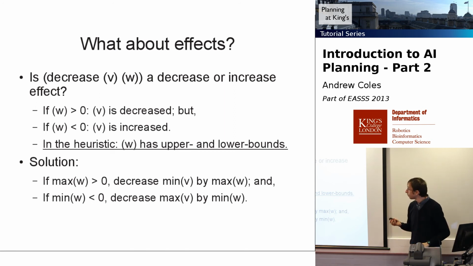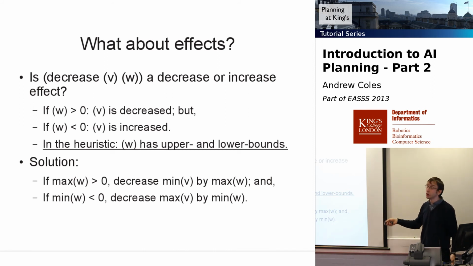So when we're trying to work out what the upper bounds are in the heuristic, we're going to apply an action, and we want to know what that's going to do to our variable bounds. If the upper bound on this variable W is greater than 0, and it's a decrease effect, then we're decreasing by a positive amount, so we're going to decrease our lower bound on V by the upper bound on W. That's going to give us the biggest possible decrease. We're going to decrease V by as much as we can, so the current upper bound on W.